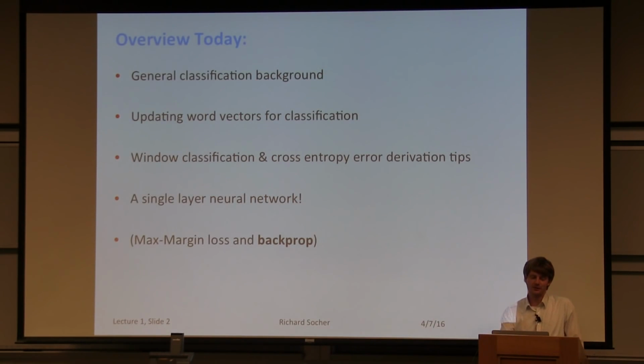So today we'll basically finish up some general classification background just to refresh some of the ideas from 229 that you may have already seen. Then look very carefully at updating word vectors, what happens to them on an abstract level. And then we'll get to the first model that will actually be useful for downstream tasks, which is a window classification model. Very simple. We're going to classify single words, but in their context.